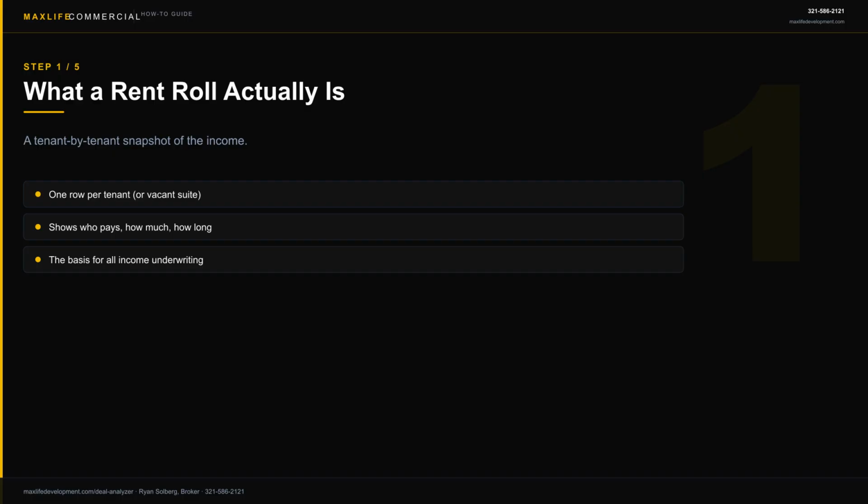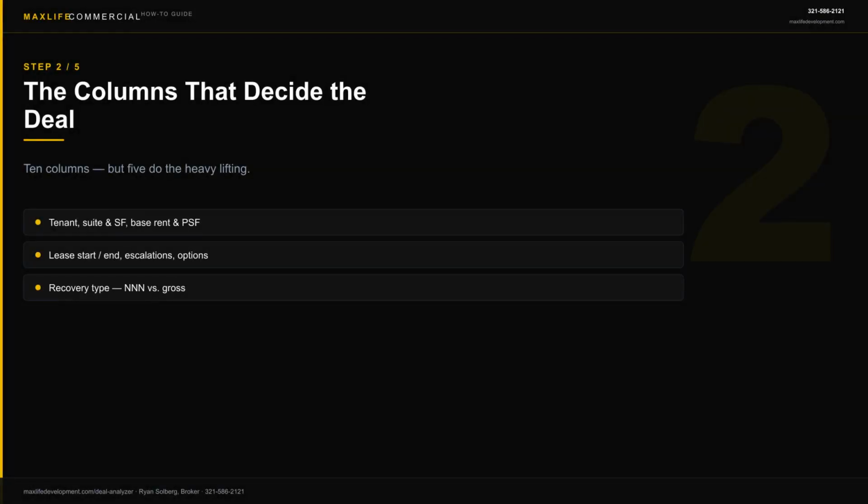Now the columns. A typical rent roll has about 10, but only 5 really drive your decision. Tenant name, that is your credit quality. Suite and square footage, your SF, and it had better add up to the building total. Base rent and rent per square foot, your income, and your read on whether each tenant is paying above or below market. Lease start and end dates, that is where rollover risk lives. Escalations and options. Do the rents step up, and can the tenant renew? And the recovery type. Is it triple net, where the tenant pays taxes, insurance, and maintenance, or gross, where you do? A triple net dollar and a gross dollar are not the same dollar. Read the type before you trust the rent.